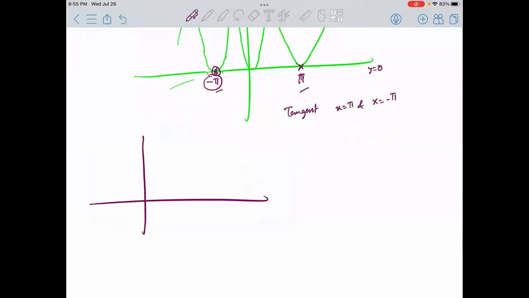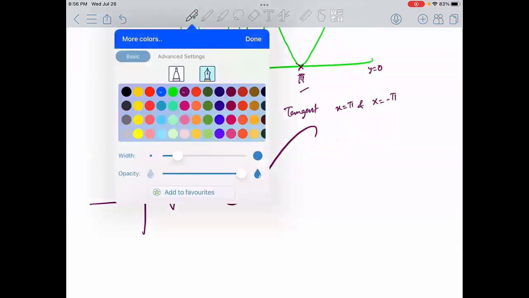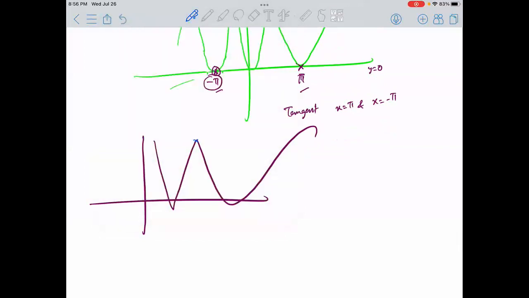Suppose this is a curve. If someone asks you to draw a tangent at this point, you can draw a tangent like this. You can draw a tangent like this. You can draw a tangent like this. Are you getting this? Yes, sir.